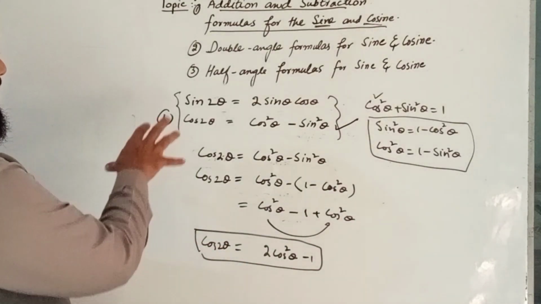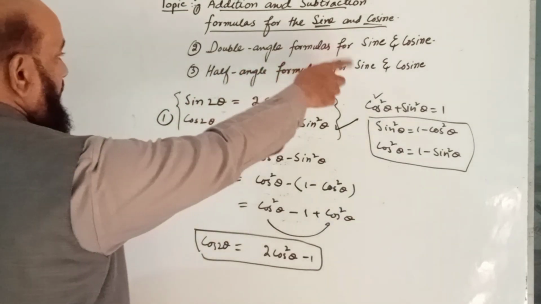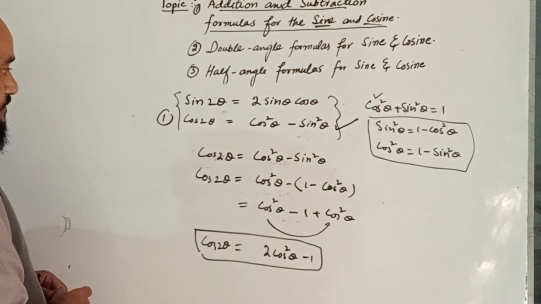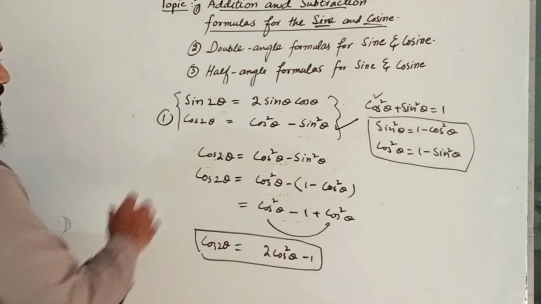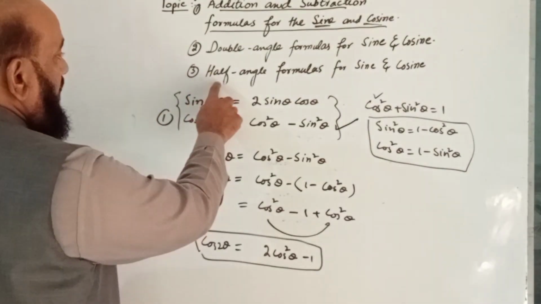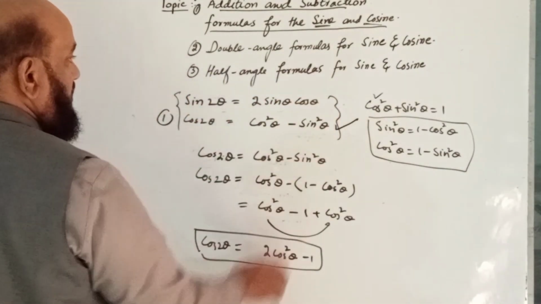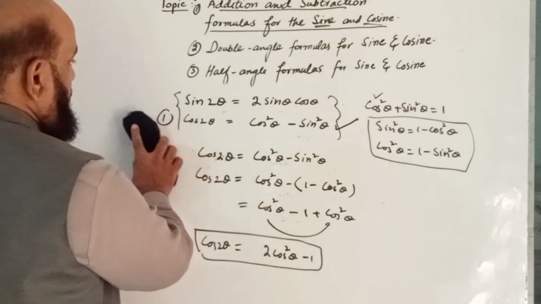So these are the double angle formulas for sines and cosines. Now we can go for the third one, half angle formulas for sine and cosine.